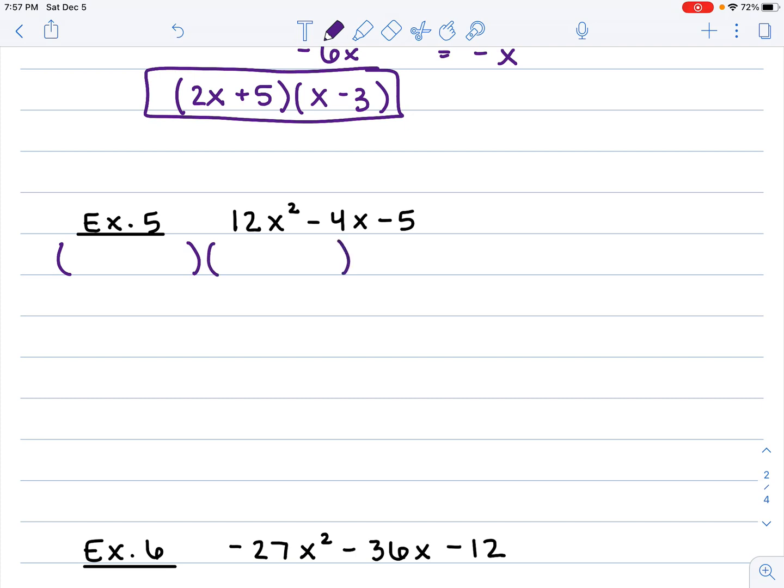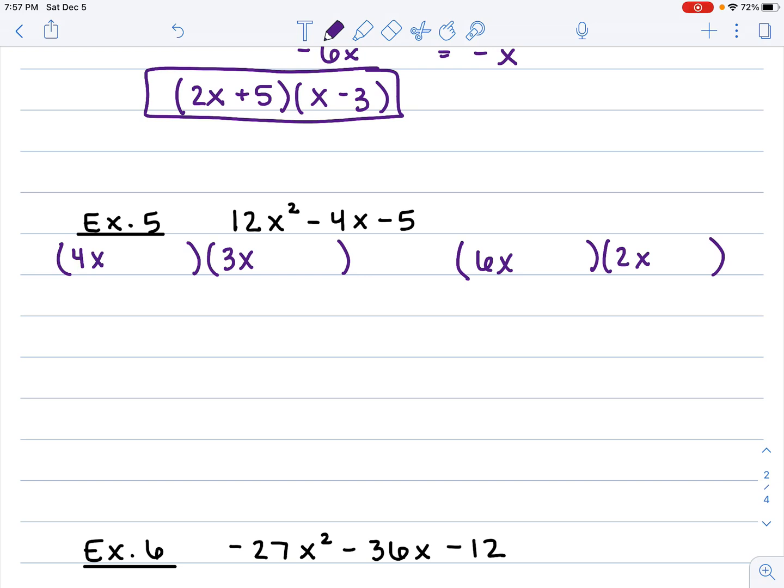What times what gives me 12x squared? Well, I know 12x and 1x are going to give me 12x squared, but I kind of avoid those a lot. I know that 4x and 3x gives me 12x squared. And I know that 6x and 2x also gives me 12x squared. We're going to have to kind of guess and check a lot of these.